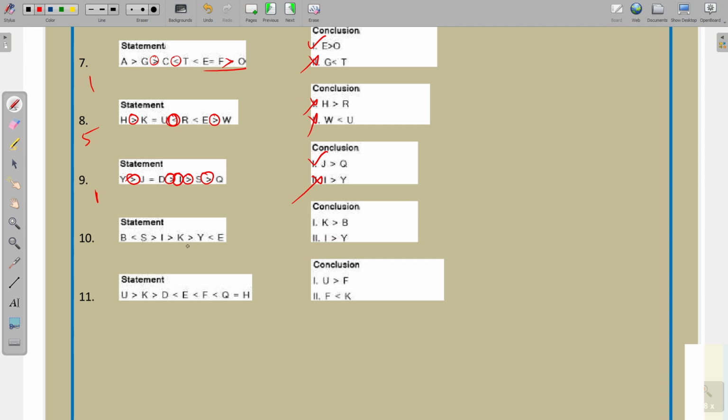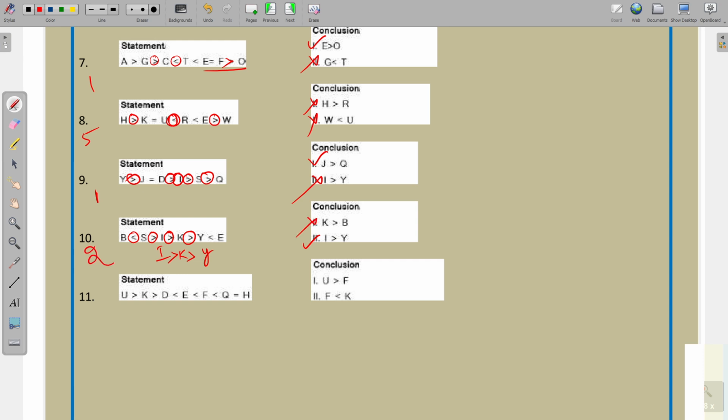K greater than B. So K here and B here, both are opposite signs. Here less than and greater than are there. I greater than Y. I here and Y here. So here is greater than I and Y, greater than K and greater than Y. So second one is definitely follows. Option 2 is the answer, 10th one.